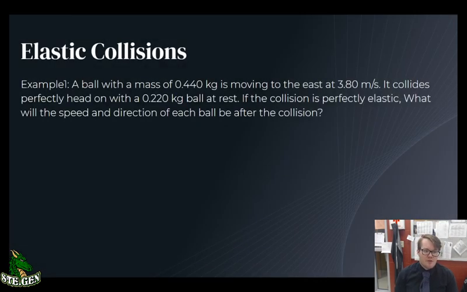So the example we're going to do in a related video that'll be attached underneath this: a ball with a mass of 0.440 kilograms is moving to the east at 3.80 meters per second. It collides perfectly head-on with a 0.220 kilogram ball that is at rest. If the collision is perfectly elastic, what will the speed and direction of each ball be after the collision? So I'm going to work that out in the related video.